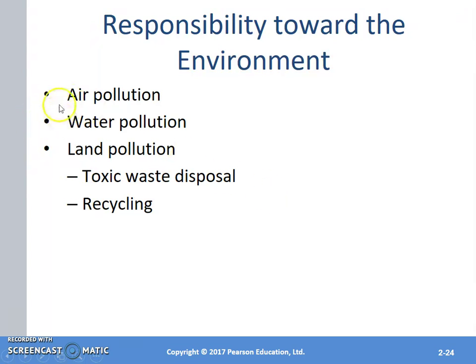Another part is the responsibility to the environment, for example air pollution, water pollution, and land pollution, especially if the company is producing something using chemicals. We have to think about how to take care of the chemicals so that they will not contribute any pollution to the environment.